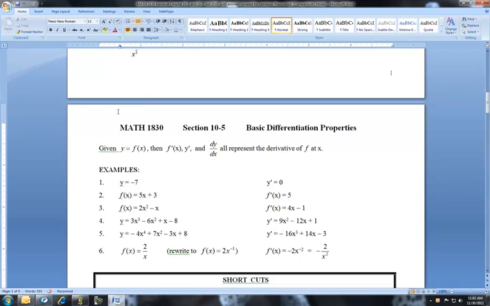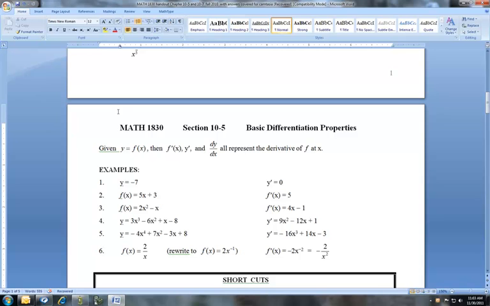Now we're going to look at some basic differentiation properties or shortcuts. We're not going to be doing the definition of the derivative anymore. You've already done it, it's over. But we do have shortcuts that, based on the definition, people saw patterns, and that's what we're going to do now.